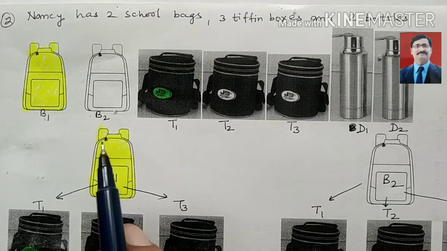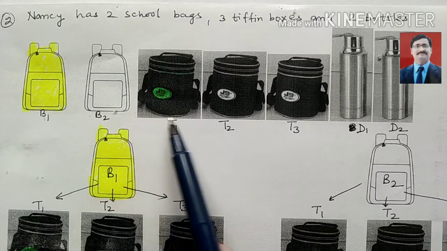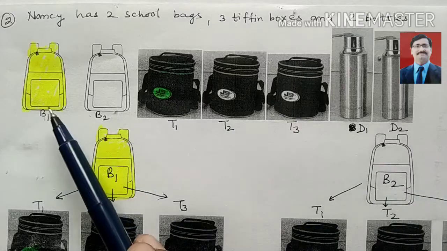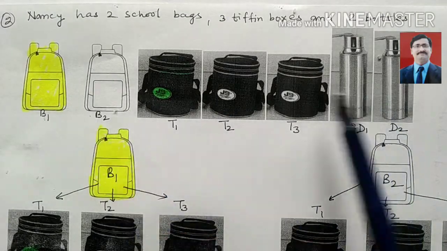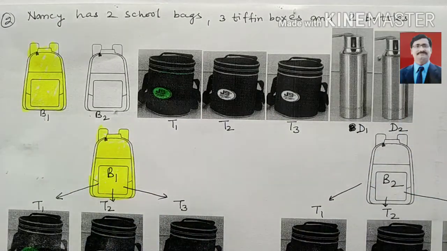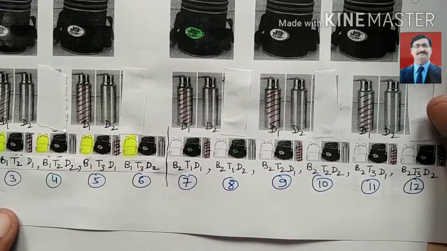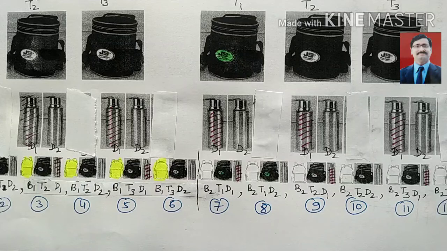Same as it is, we have the second problem. There we have 2 school bags and 3 tiffin boxes and 2 bottles. So the total number of ways there is 2 into 3 into 2. So that is 2 into 3 is 6, into 2 is 12. So total 12 ways we have there. So we can check here, there are the total 12 ways we have there. So all of you understand this is the principle of counting we have.